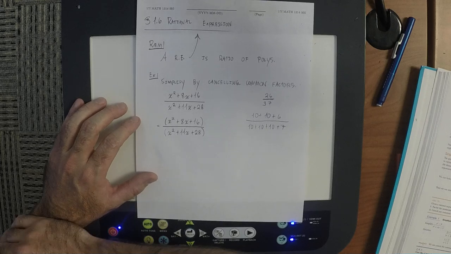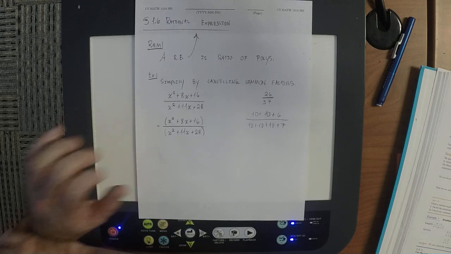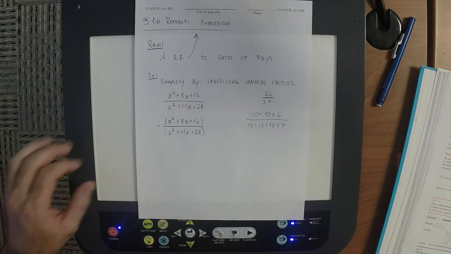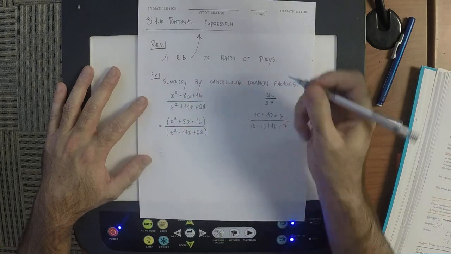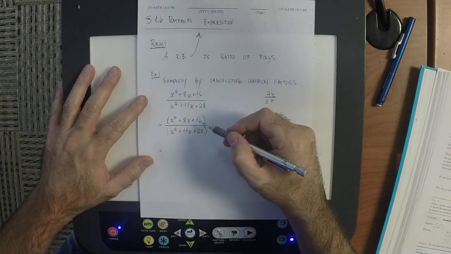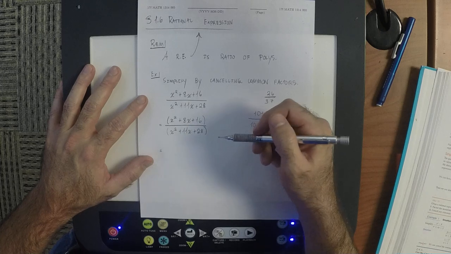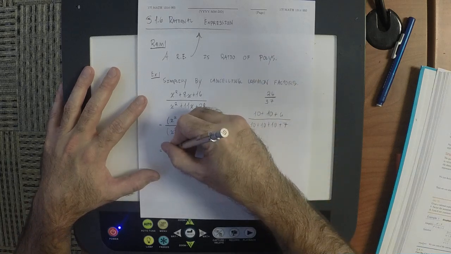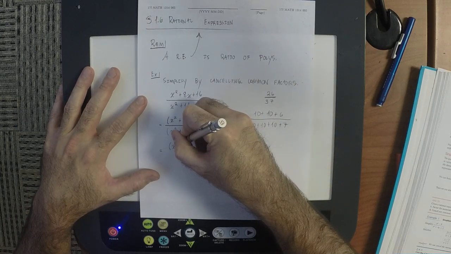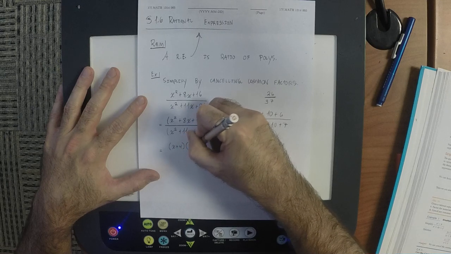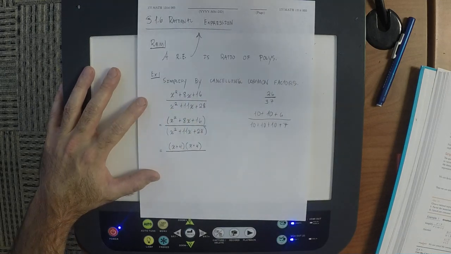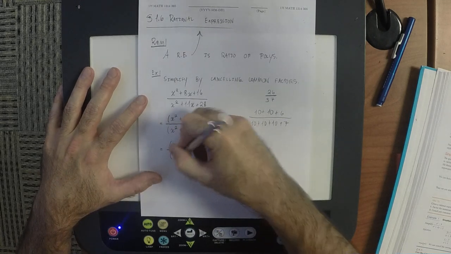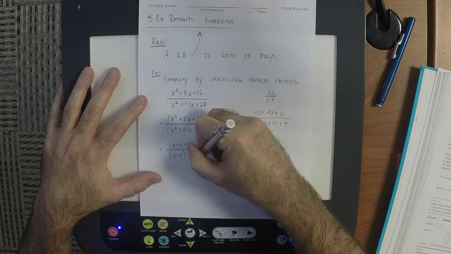But what we can do is we can factor the numerator and the denominator using the methods that we learned a couple days ago. So the numerator factors. We want to find two numbers whose product is 16 and whose sum is 8. Can you think of two such numbers? 4 and 4. So x plus 4 is one of the factors, and x plus 4 is the other factor. How about the denominator? 4 and 7, right? x plus 4 multiplied by x plus 7.